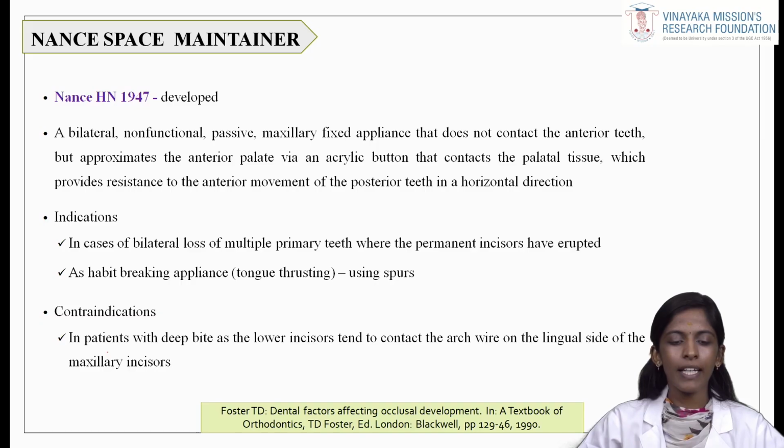Its indications are in cases of bilateral loss of multiple primary teeth where the permanent incisors have erupted. It is also indicated as a habit breaking appliance in cases of tongue thrusting habits, and it should be used along with spurs. Contraindications include patients with deep bite, as the lower incisors tend to contact the arch wire on the lingual side of the maxillary incisors.